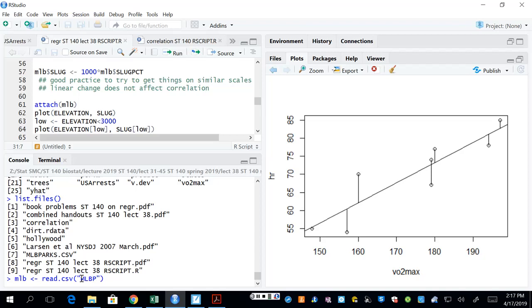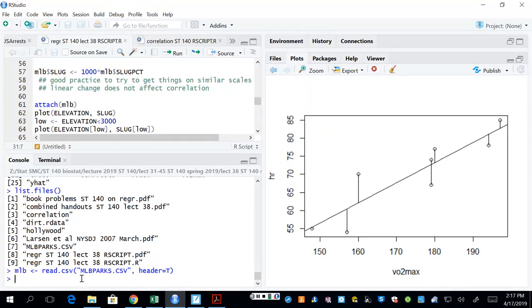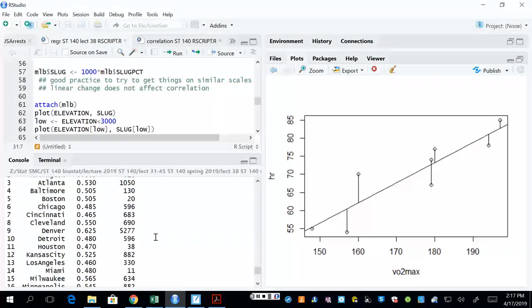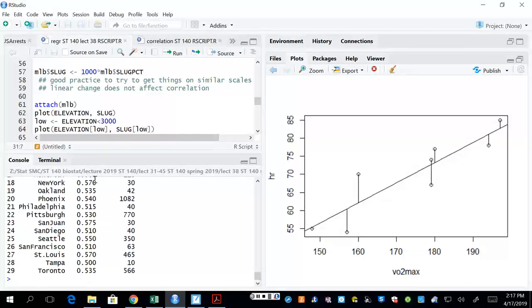MLB parks CSV. And there is a header. There's a row up there to tell you what it is. So when you read that in, you get the data. Here's the data for all those teams.